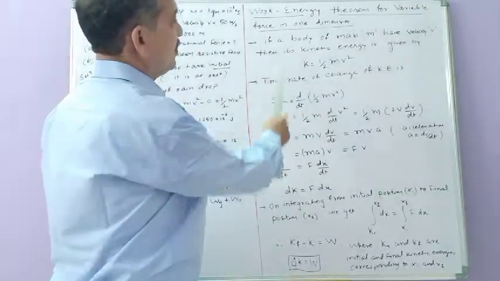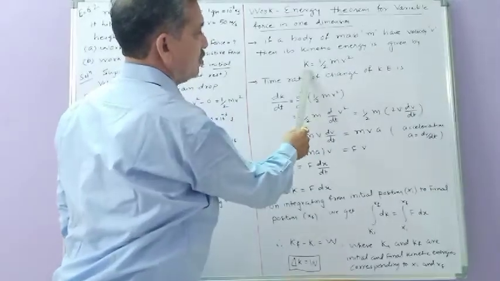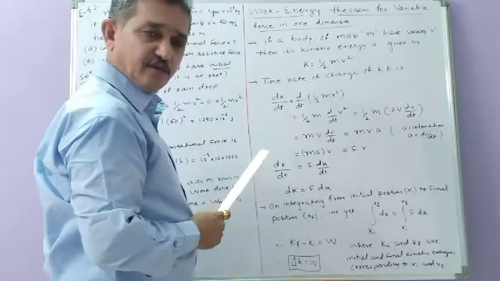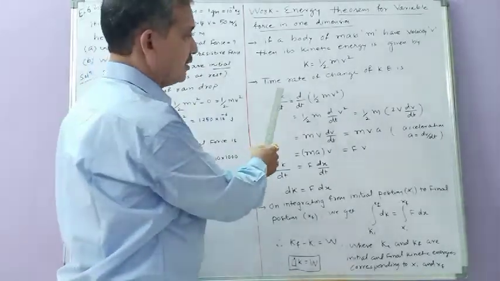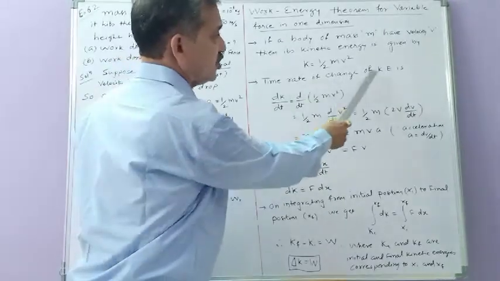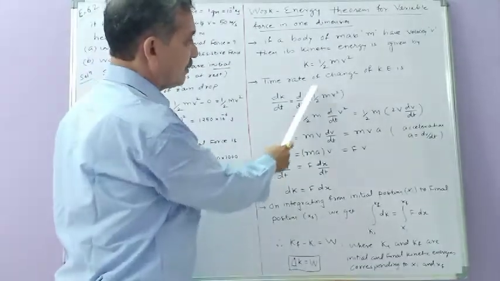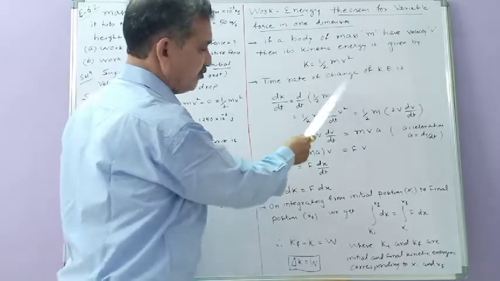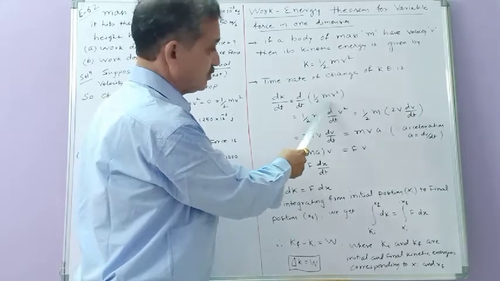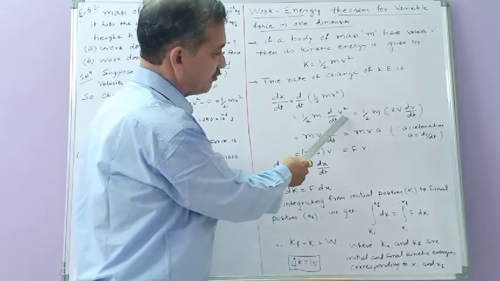So here, if a body of mass m has a velocity v, then its kinetic energy is given by, we know, K equal to 1 half mv square. Kinetic energy equal to 1 half mv square. Now if you take the change of this kinetic energy with respect to time, that means the rate of change of kinetic energy, dK by dt equal to d by dt of the right hand side, 1 half mv square. In this derivative, 1 half is constant, mass is constant, so it will come outside. So 1 by 2 m into the derivative of what, d by dt of v square.